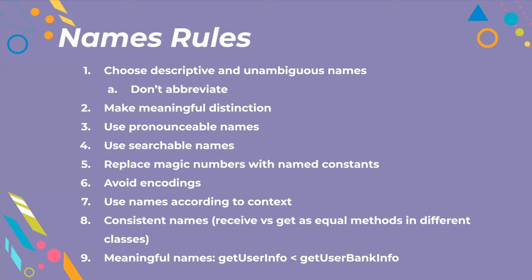Number 6 is avoid encodings. This one's hit or miss for me. I'm not really sure. But encodings is, for example, when you have a vector or an array and you name it students array or student vector. So encoding means you're adding that word vector into the name, which it says here you're not supposed to do.